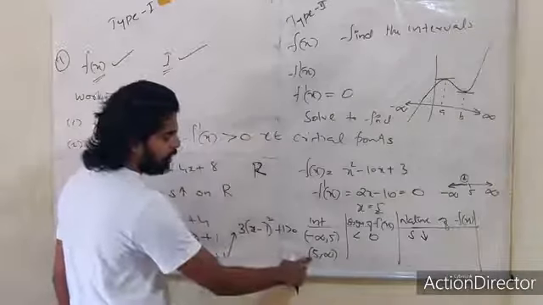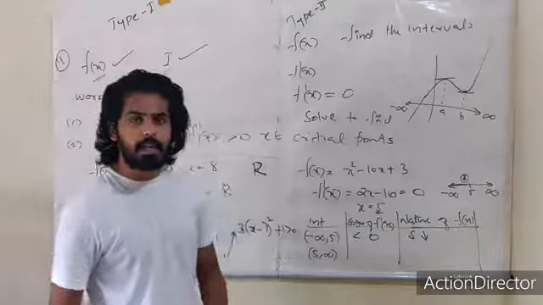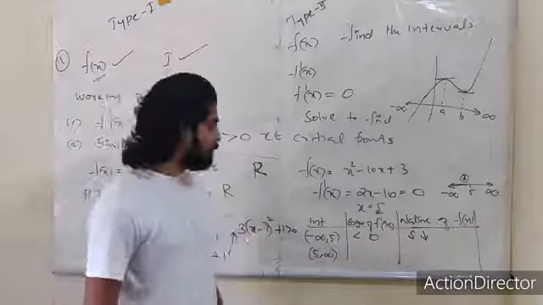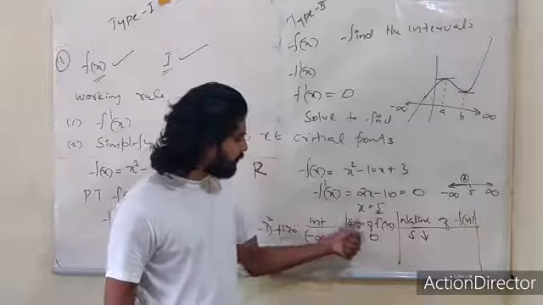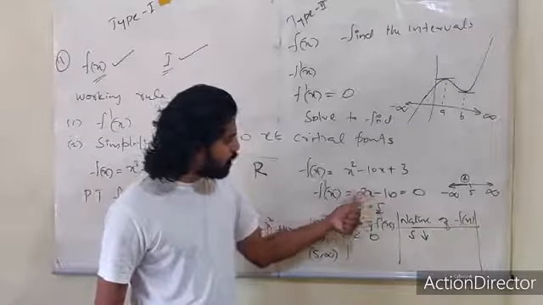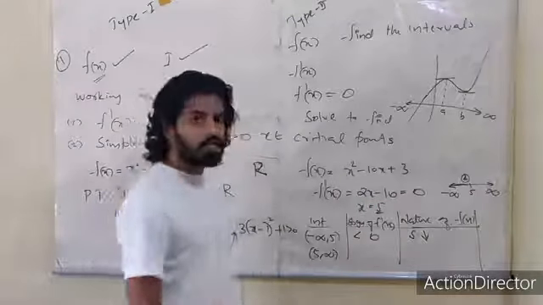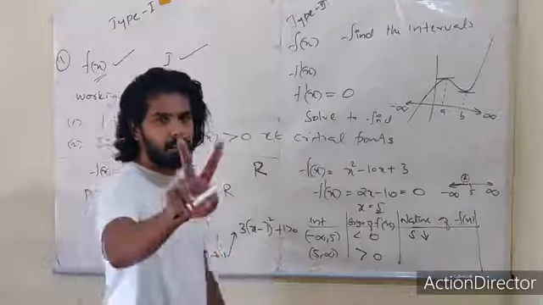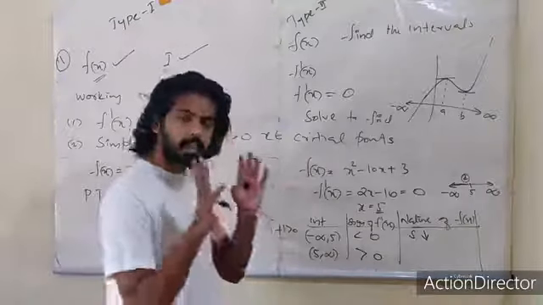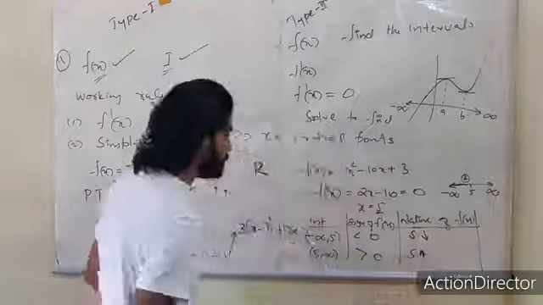And let's take any value between 5 and infinity. Let the value be 6. So at 6, let's check the sign of the derivative, the sign of f dash x. Let's substitute 6 over here. 2 into 6 is 12, 12 minus 10 is 2. So it is greater than 0. Positive 2, which means greater than 0. We are not interested in the value 2, we are just interested in the sign, which is positive. So strictly increasing.